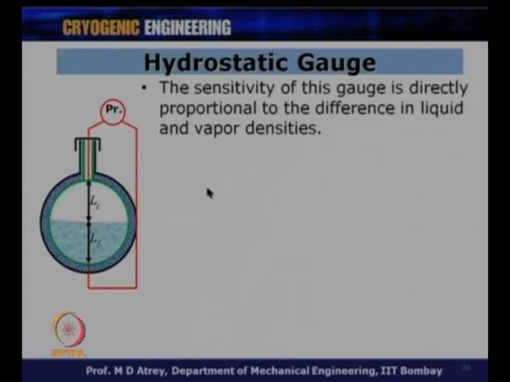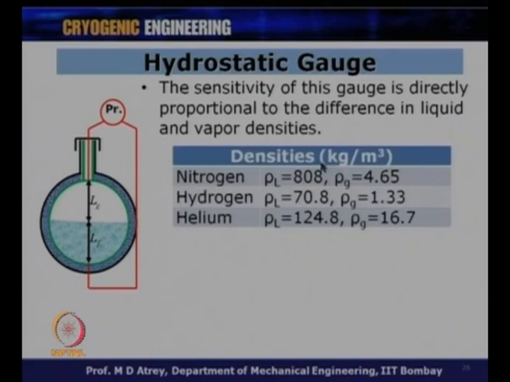And I just wanted to compare with these different fluids. So, you have the densities over here. For nitrogen, rho L is equal to 808, which is the rho F we are talking about, and rho G is 4.65. So, if we take rho L minus rho G for nitrogen, rho G is very small compared to rho L, and therefore one can neglect rho G compared to rho L for nitrogen. But for hydrogen and helium, the liquid density itself is very small, while in the case of nitrogen, the liquid density is very, very high.